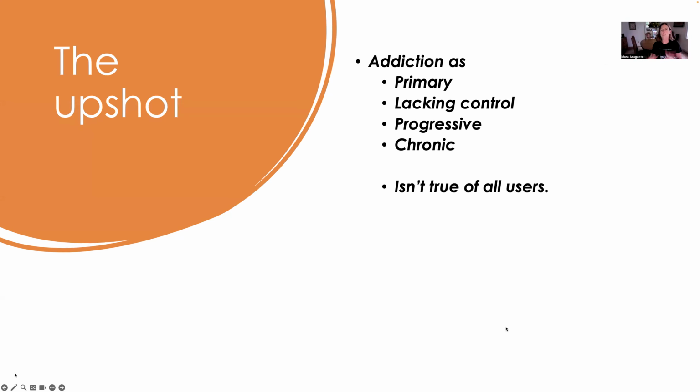Okay, so I want to just sum this all up to say that the ideas that addiction is a primary disease, a genetic defect or whatever, that you lack control in addiction, that it's always progressive, gets worse and worse, and that it's chronic and lasting forever, just aren't true of all users. The data show that. It is possibly true of some users. I'm not saying it's untrue, but that's where the disease models kind of mess up a little bit.